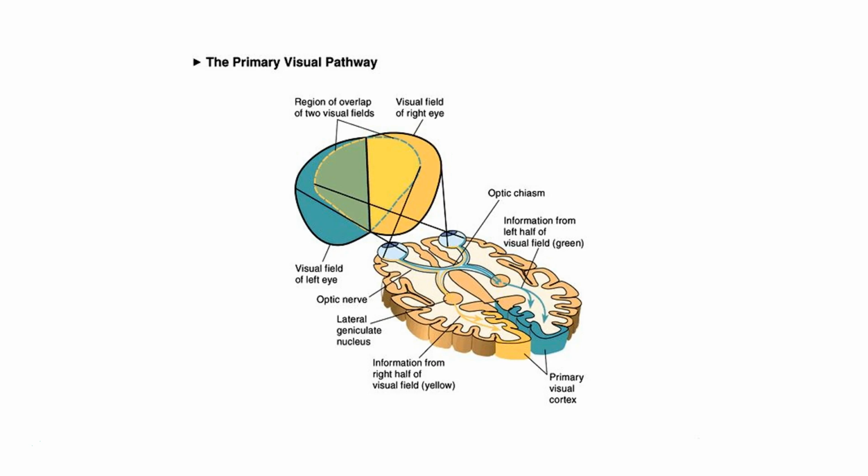This image swiped off the internet gives you a somewhat similar idea of how this contralateral organization works, where the left visual field is in blue, the right visual field is in yellow, and then you can kind of follow the yellow and blue pathways into how things end up in the brain.